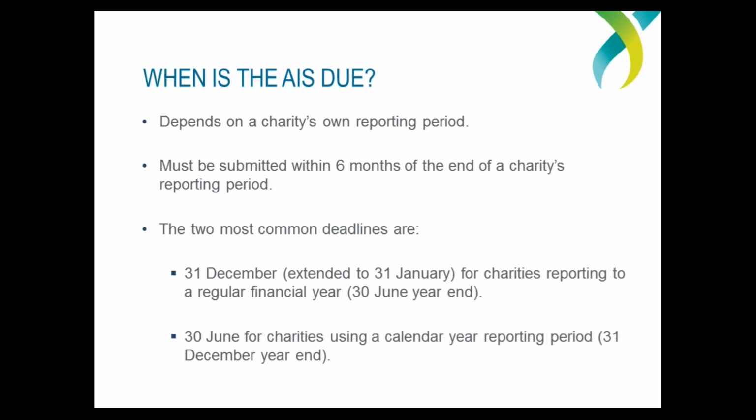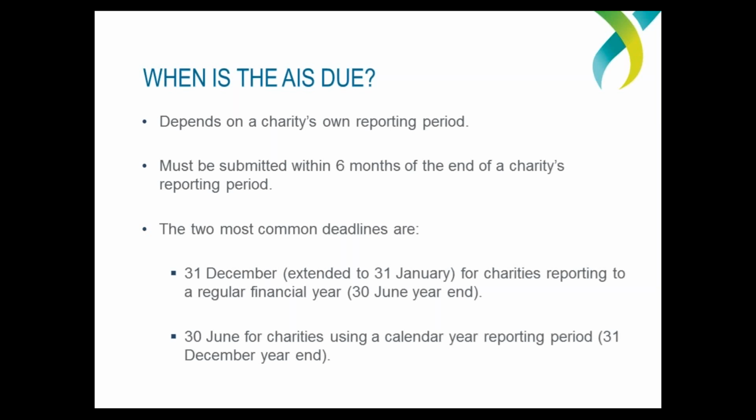A number of charities report to calendar year, and for them, their AIS is due by 30 June, a situation many of you joining us today for the webinar are probably in. As you can see, a charity must submit its AIS to us within 6 months of the end of its reporting period. Now, sometimes the ACNC Commissioner might extend that deadline for a short period.